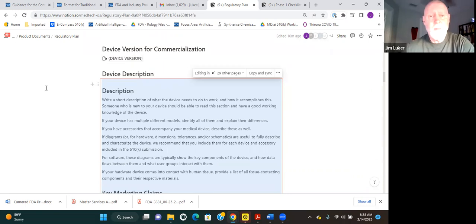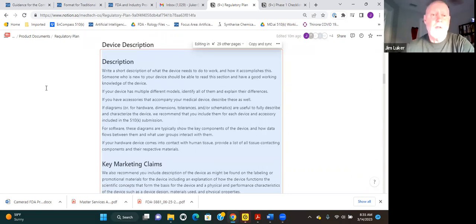An extremely important part, of course, is the device description. This is the way that the person doing the plan can understand what the product is, what it does, and who it does it to: indications such as population, anatomical area, disease treated. We need to know as much as possible about what this software, in our case, looks like.